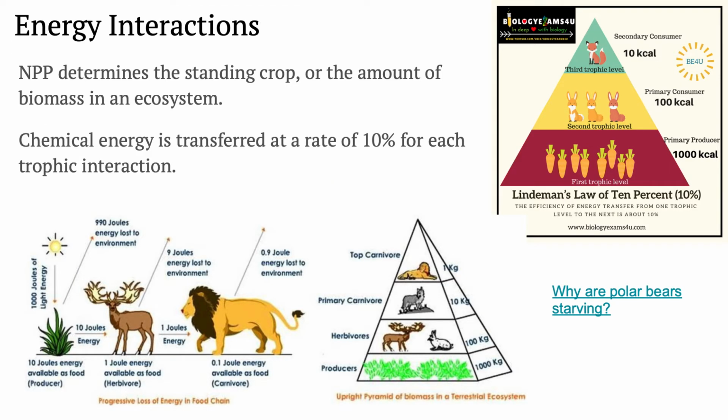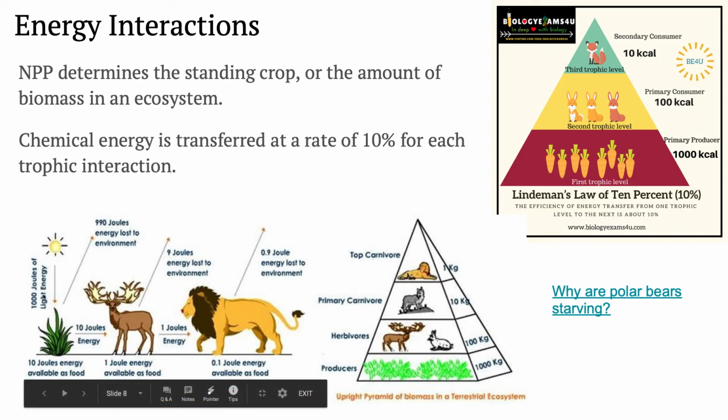So energy interactions. We have net primary productivity, our take-home pay. How much glucose does an ecosystem have? That determines really the standing crop, or the amount of biomass that we can have within an ecosystem at any given time. So 1,000 joules of energy, $1,000, hits grass, we're only going to have about $10, or 10 joules of energy available in this food.